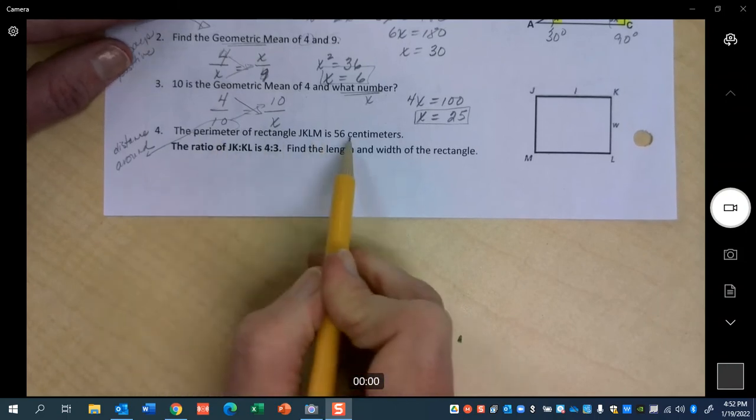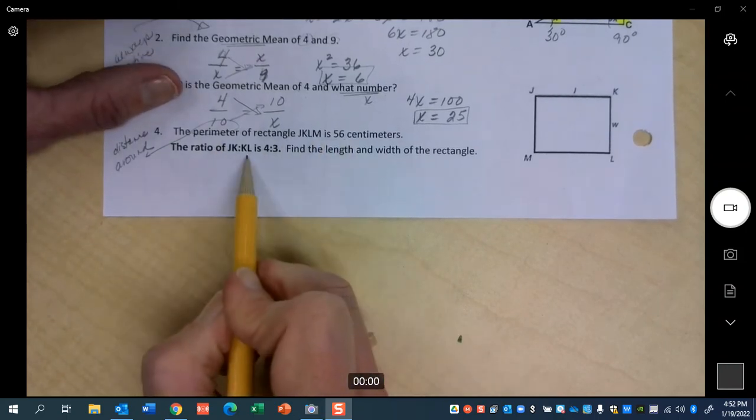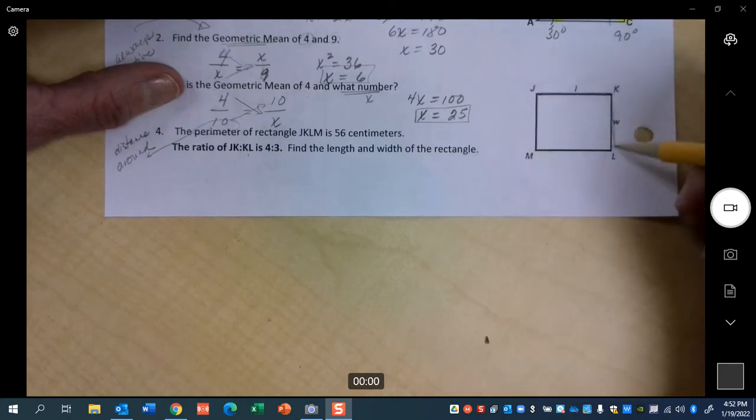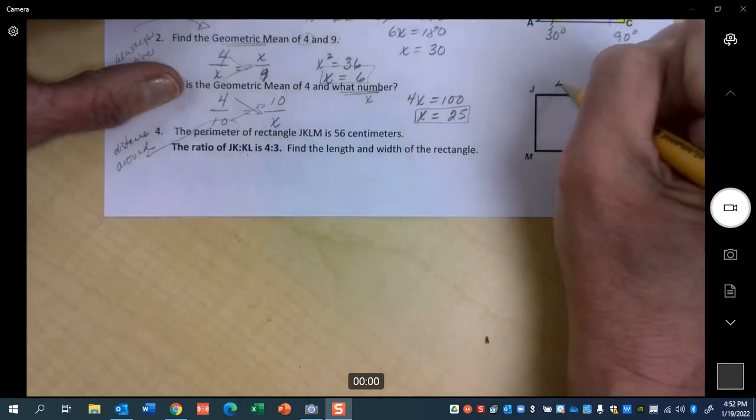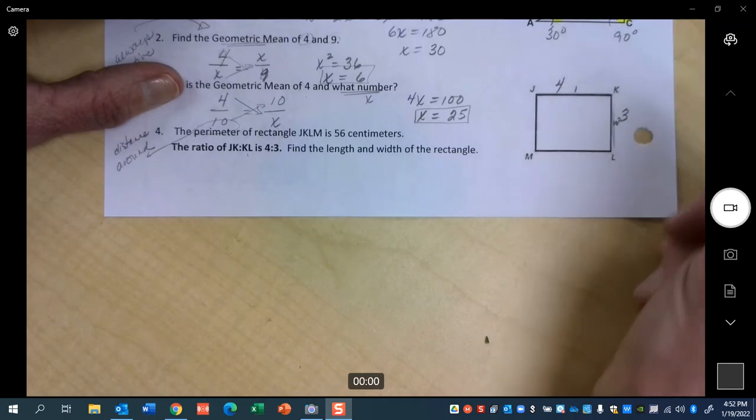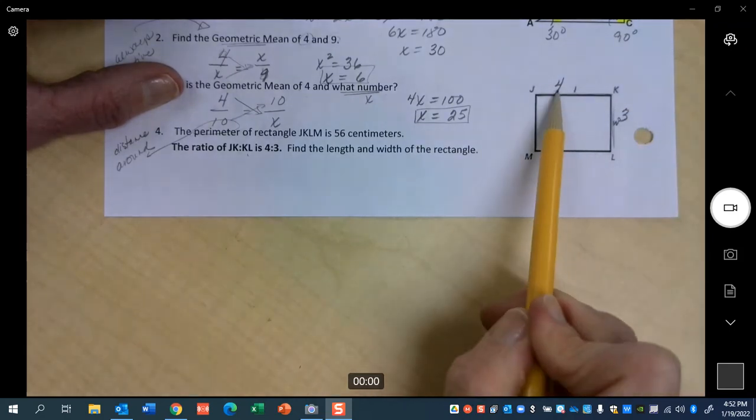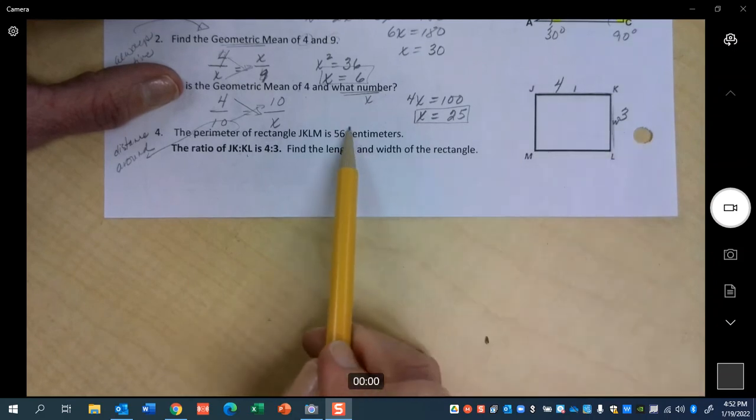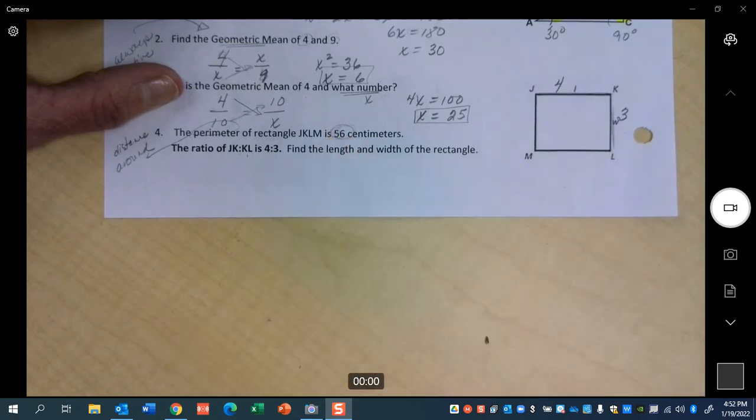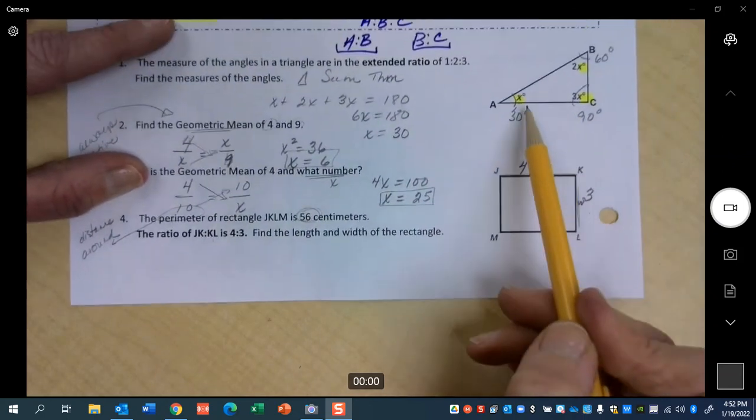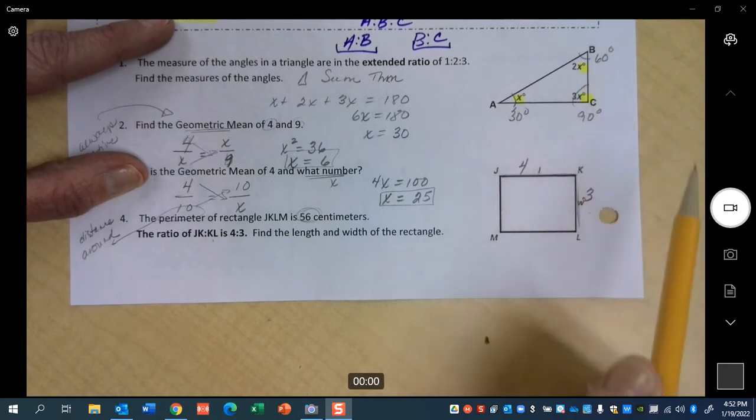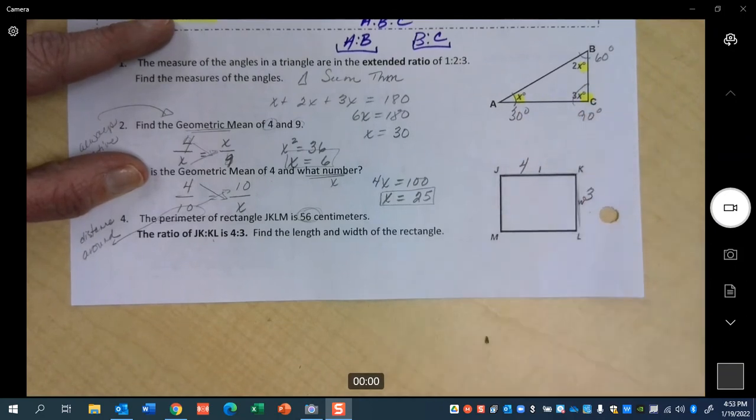So the perimeter of the rectangle is 56 centimeters. The ratio of JK to KL is going to be 4 to 3. Now here's the thing. 4 is not the side length. 3 is not the side length because there's no way that's going to add up to my 56 centimeters. So I'm going to go back up here and look. See how they use this x as this common factor that my ratio was simplified by?